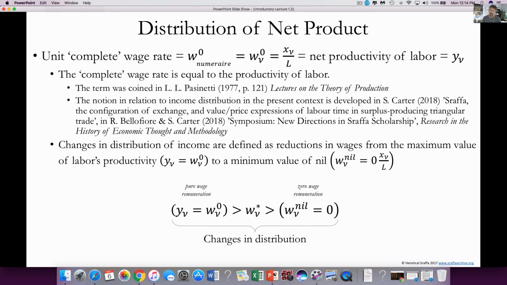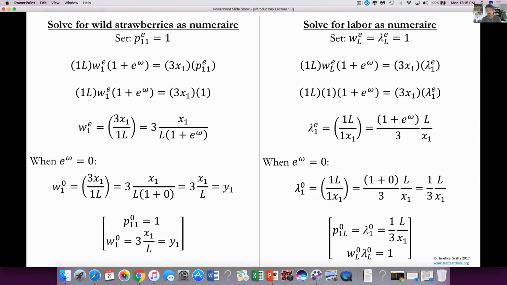Changes in distribution of income are defined as reductions in wages from the maximum value of labor's productivity to the minimum value of nil. There you can see what we mean when we're talking about changes in distribution. Pure wage remuneration, the wage is equal to labor productivity. 0 wage remuneration, the wage rate is equal to 0. It takes us to the question of the lower limit of 0.